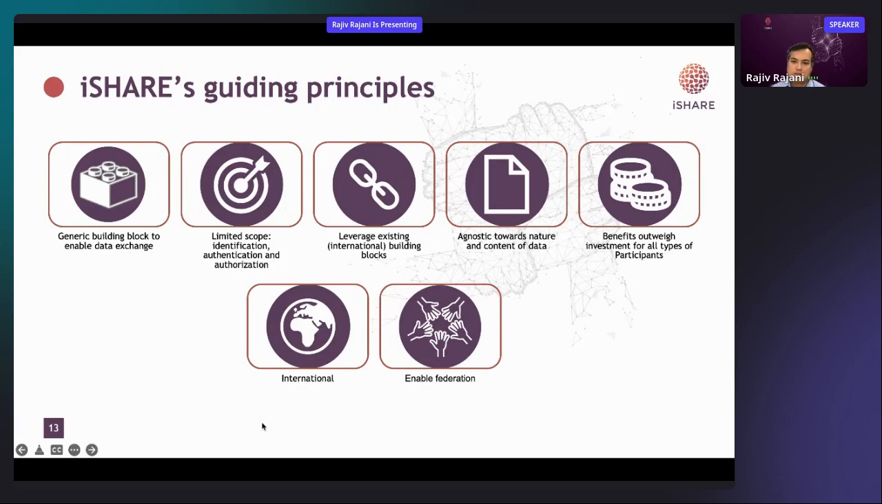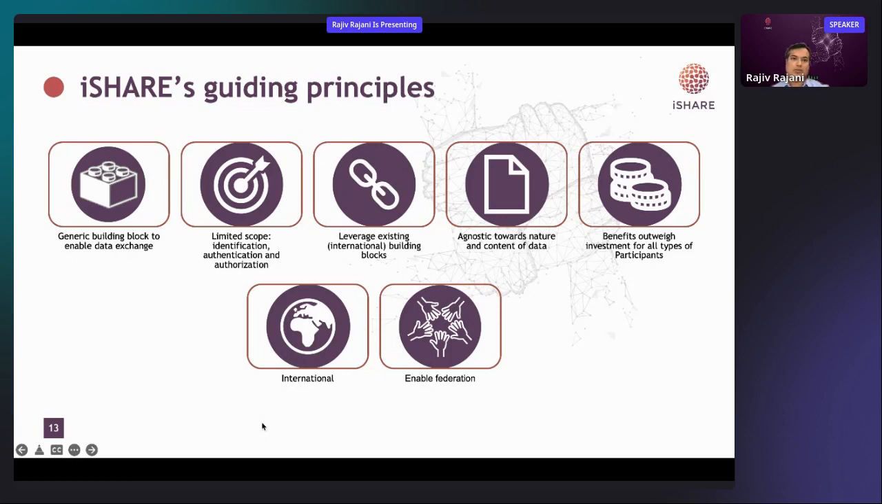Limited scope. We defined what was the MVP in that sense, what was the minimum required in order to start sharing of data. And we thought, okay, the first step in any kind of data sharing is, you first need to identify and authenticate with whom you are interacting, and you have to check for the authorization, whether that party has the right authorization to that data set or not. And then the actual transfer happens after you have determined these things.